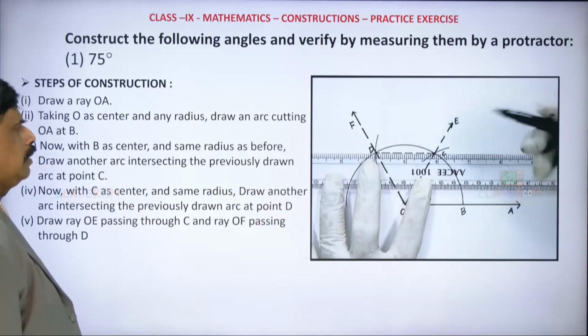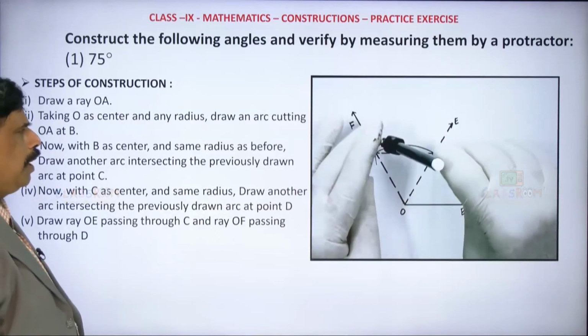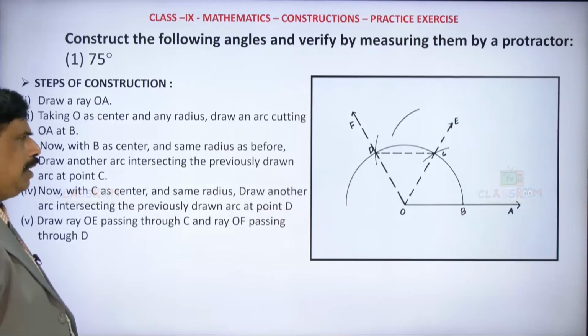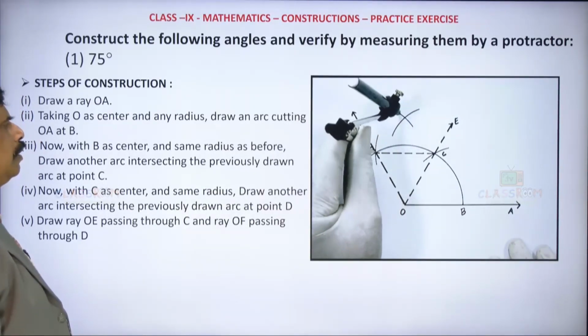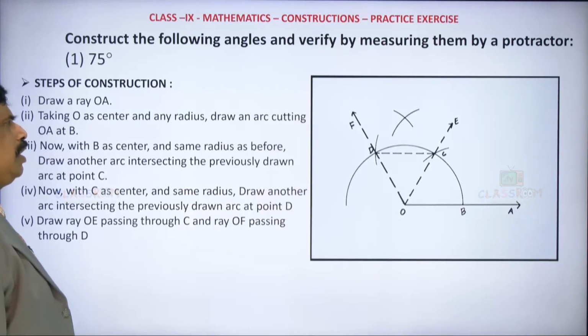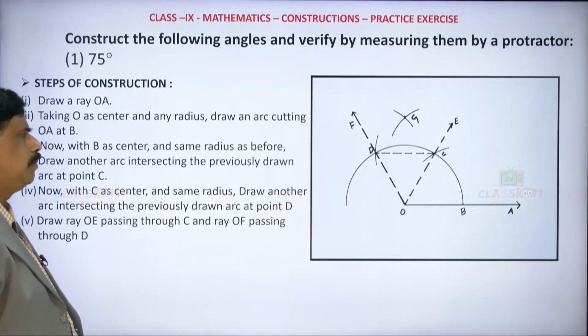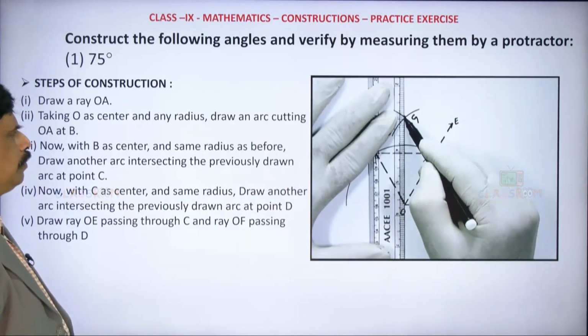Okay, join CD. Take a compass and radius greater than half CD. Draw an arc from C as well as from D. Now these two arcs intersect each other at a point, name it G. Now join OG.